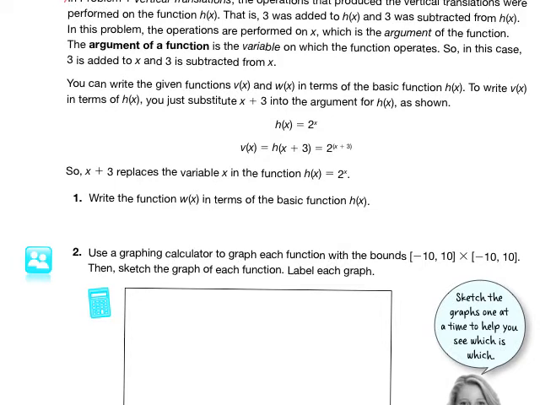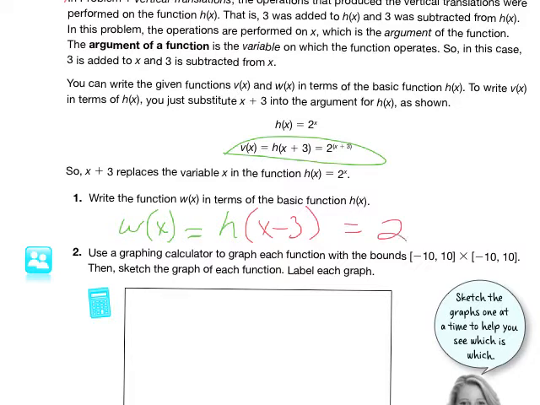Number 1 says write the function w of x in terms of the basic function. Using the same idea, w is going to be whatever h was with the argument x minus 3, because we're taking 3 away. That would also equal 2 to the x minus 3 power. We're basically referencing the other function.